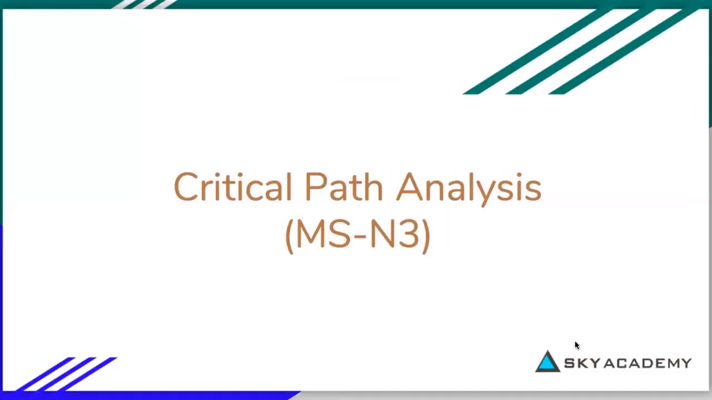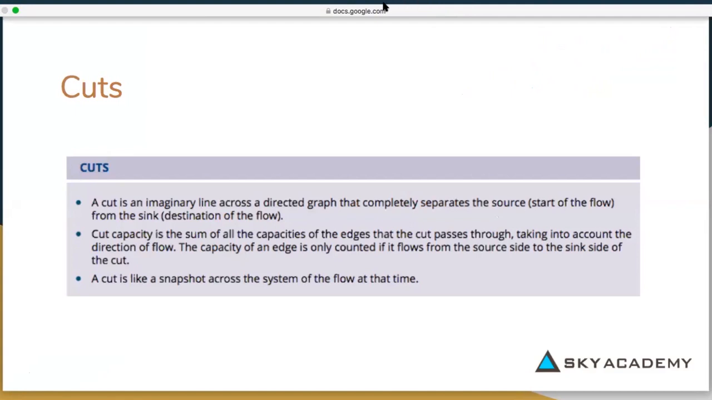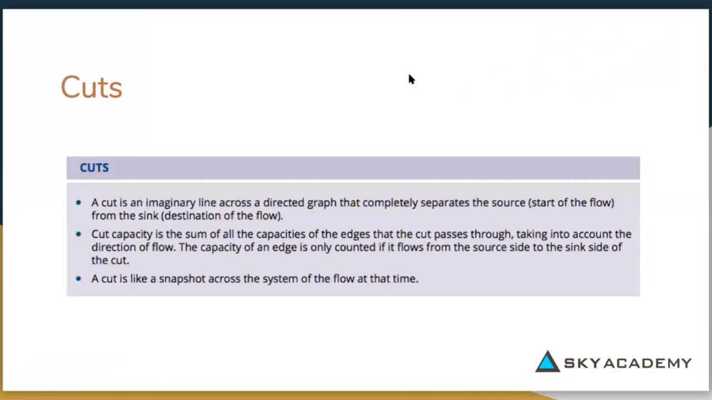This is our 12th video in critical path analysis, NS3. And in this video, we are looking at cuts. A cut is an imaginary line. It's normally a dotted line that crosses a network graph, and it must completely separate the source and the sink. That is very important. It has to completely separate the source and the sink.